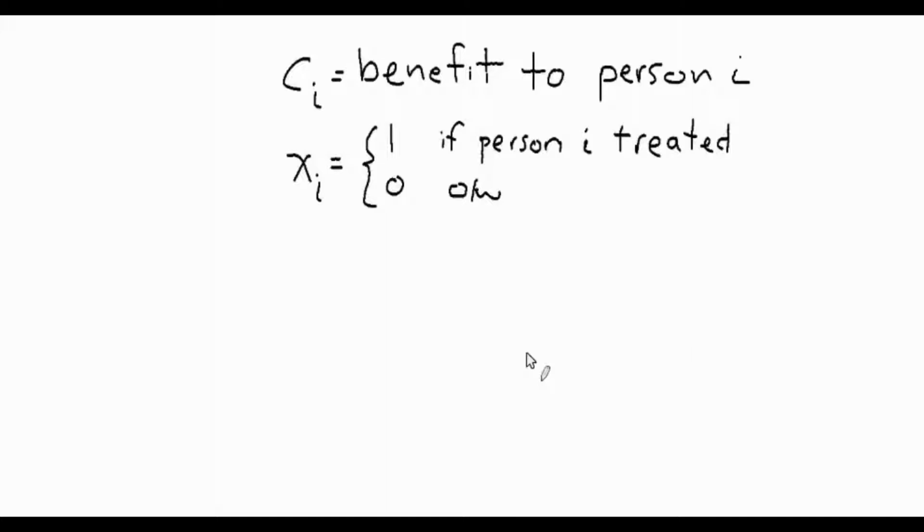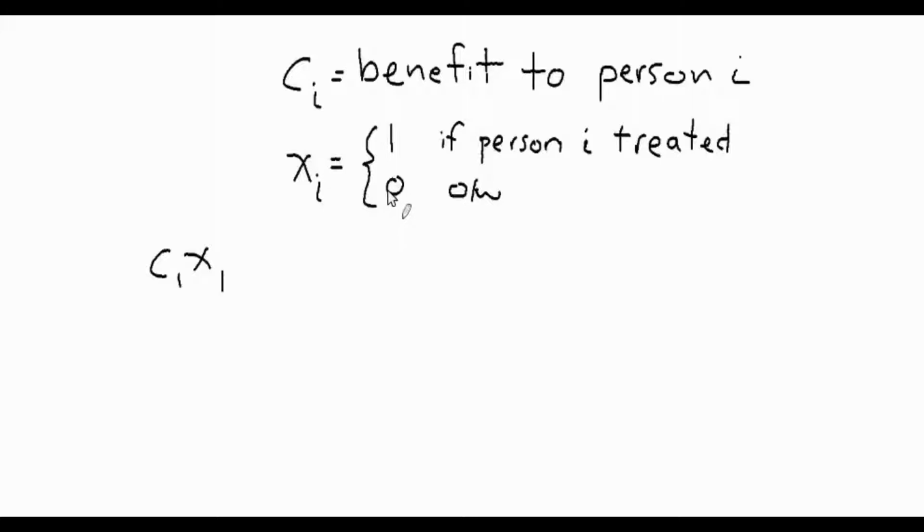Well, consider a model in which x sub i is a decision variable that takes on the value of 1 if person i gets treated and 0 otherwise. And c sub i is the benefit to person i of being treated. Well, clearly the benefit to person 1 of being treated is c sub 1 x sub 1. Right, there's no benefit if the person isn't treated.